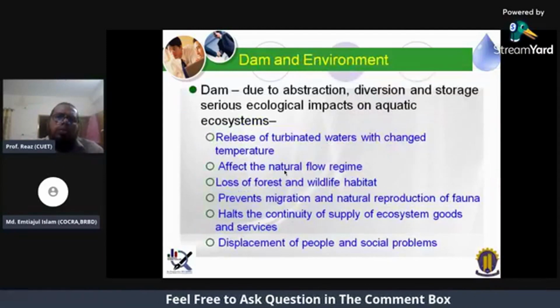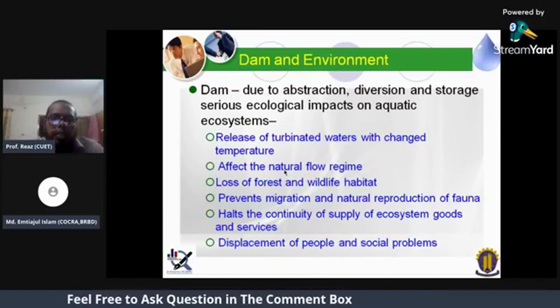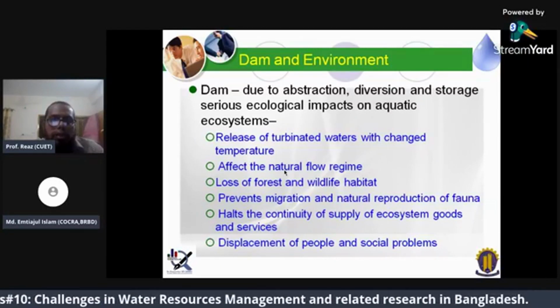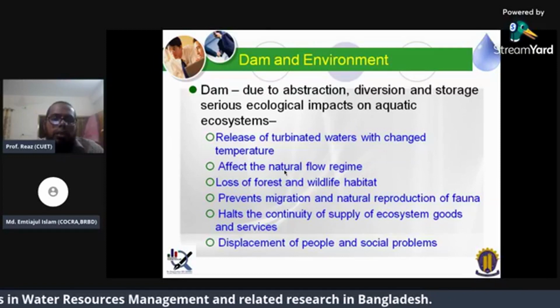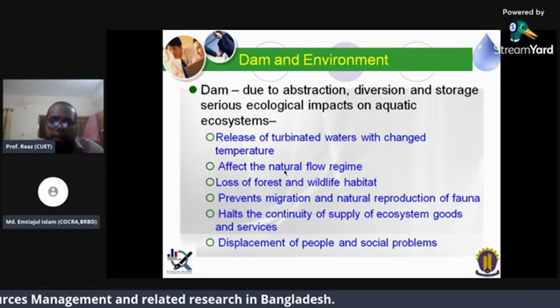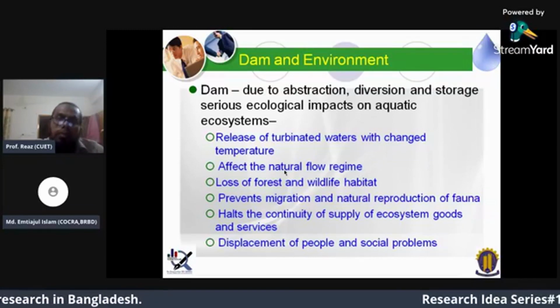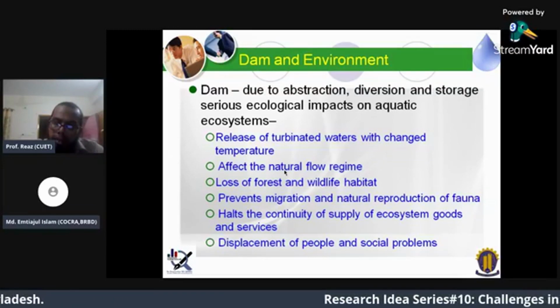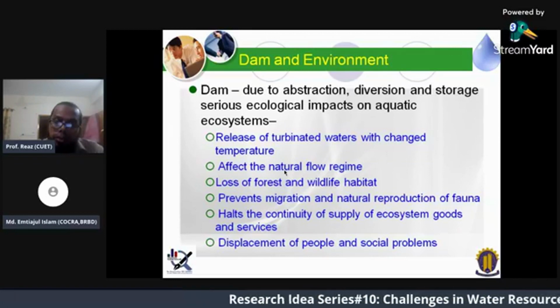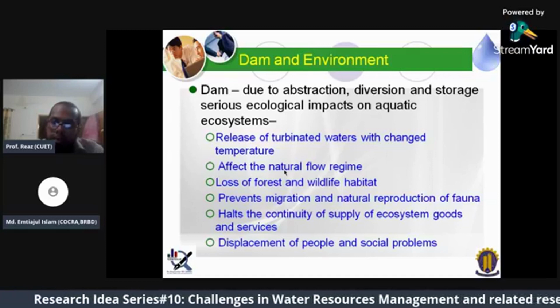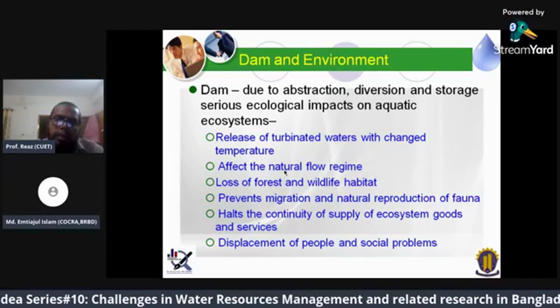So you see, dam and hydropower is a green power source, and many people advocate for this, but they forget the environmental issues and problems that come from the dams. So this is the past management issue. I already mentioned that building dams was very important in the 1970s and 1980s.